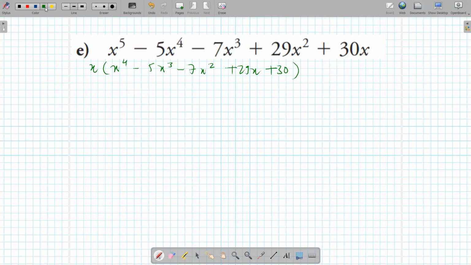Now we need to factor this quartic function inside of it. I'm going to call this f of x. This thing inside the bracket, this is f of x, okay? So to factor this, we need to find the k value that will give us a remainder of 0. Now to do that, we have to list out the factors of 30. What are the factors of 30?